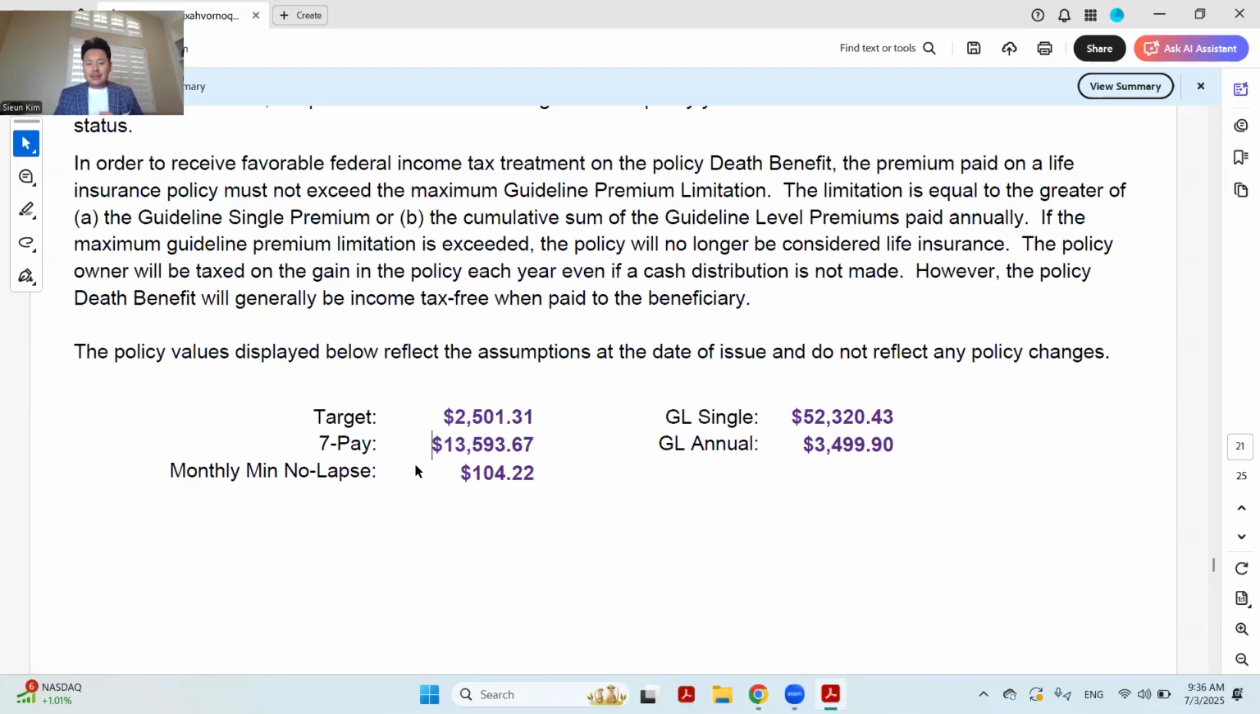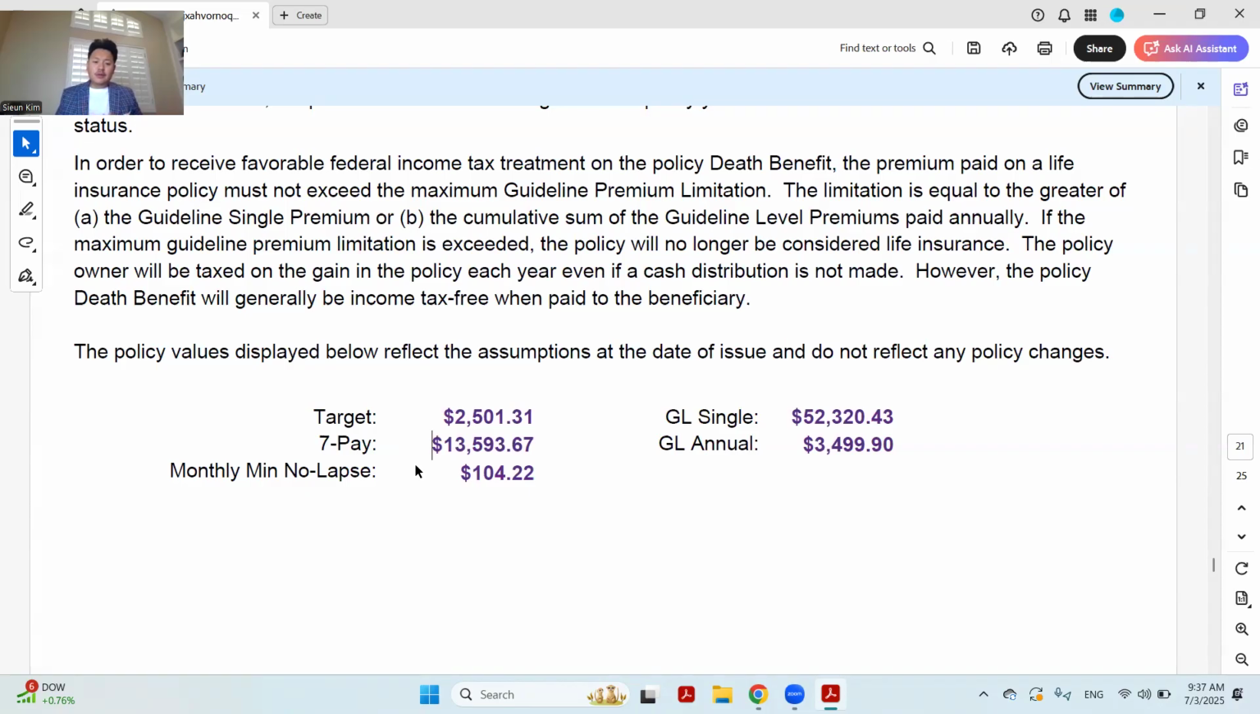Monthly minimum no lapse is the minimum amount the client has to pay on a monthly basis to keep this policy going. So let's just say 6 months from now, the client lost a job and she's not making the same amount of money and she can't pay the 200. Then you can have her pay the $104 a month so that the policy can keep going. But later, in a couple months, if she gets another job and she can pay into it, then she can always pay more back into it to catch up. Okay? That's what minimum no lapse means.